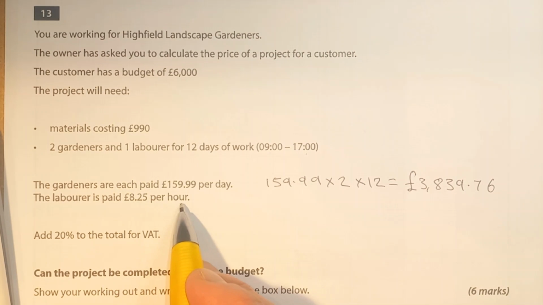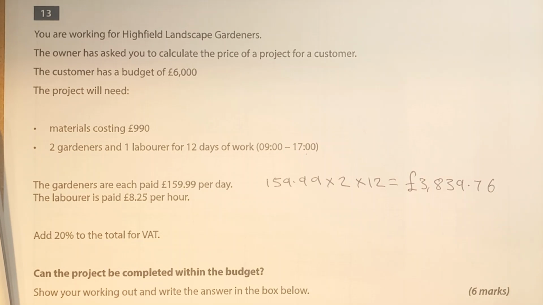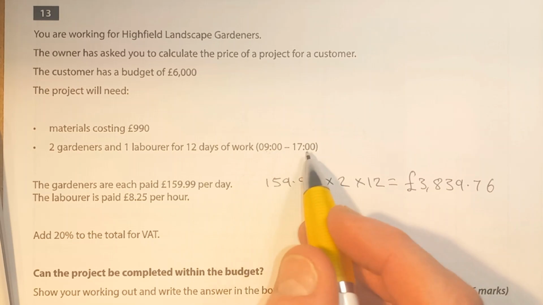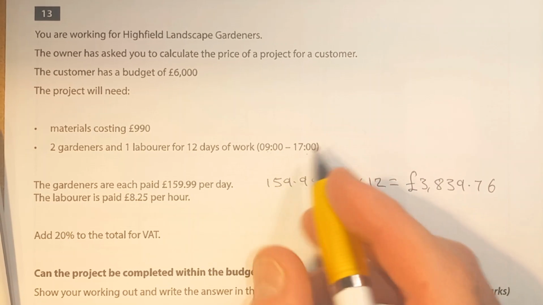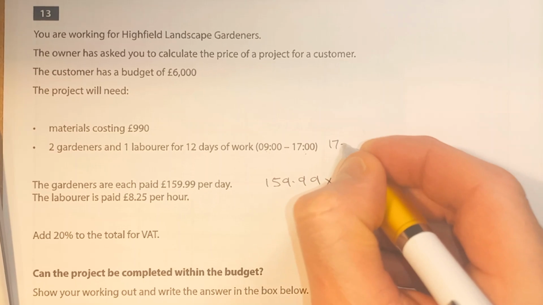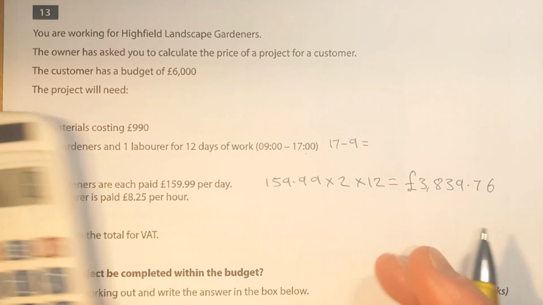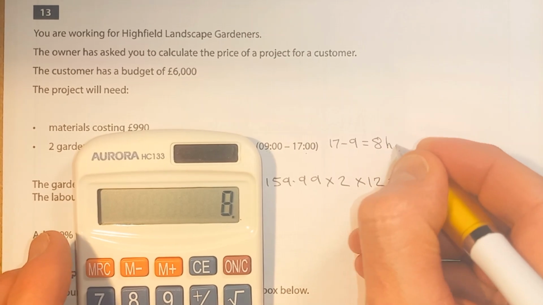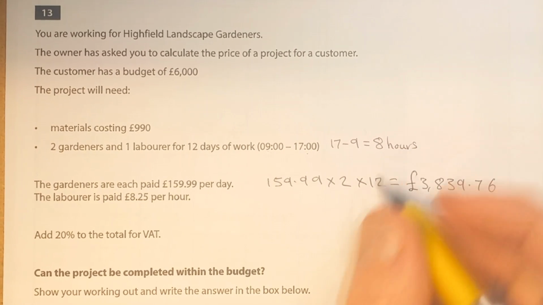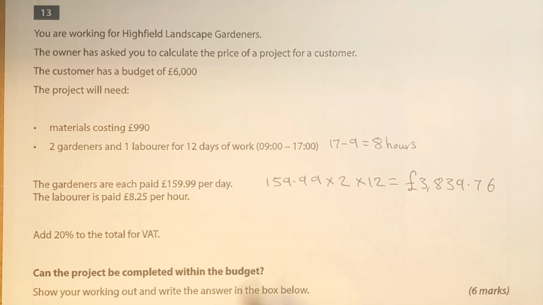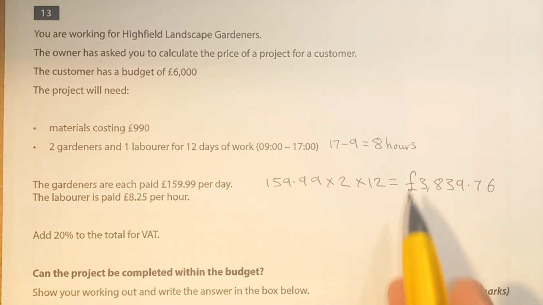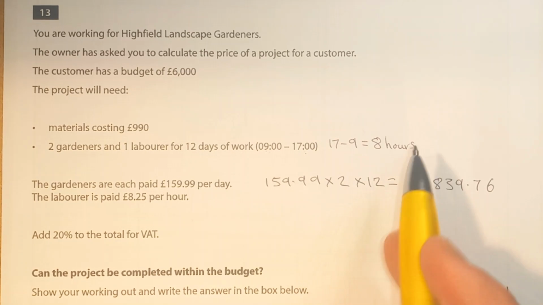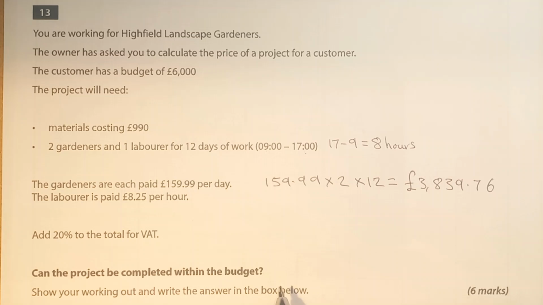Now the labourers are paid per hour. So we want to know, well, how many hours are they working in a day? Well, from 9 to 17. Now, whether you know your 12-hour clock or not, doesn't matter. What we can just do is say, well, 17 minus 9. That's 8 hours. Now, sometimes you need to check whether they have a lunch break. In this question, they haven't said that. So we're just going to use the 8 hours, assuming that they're working all 8 hours, even though that's probably breaking some sort of labour laws.